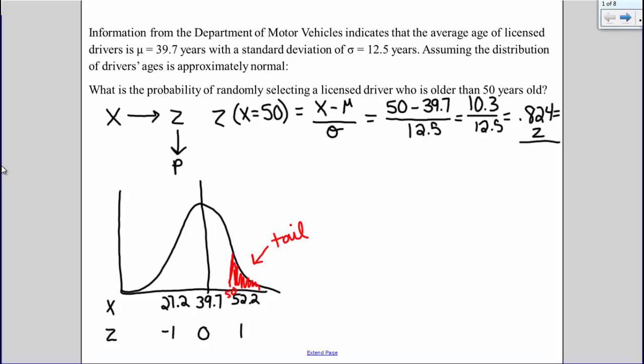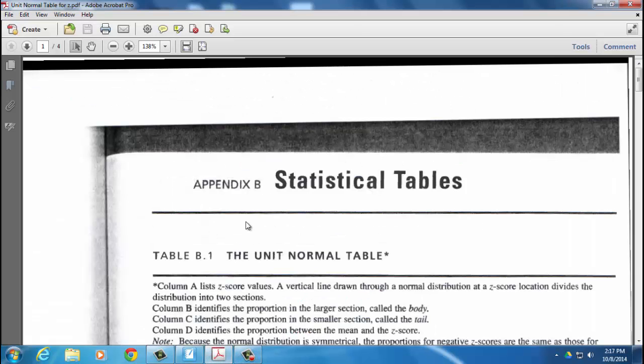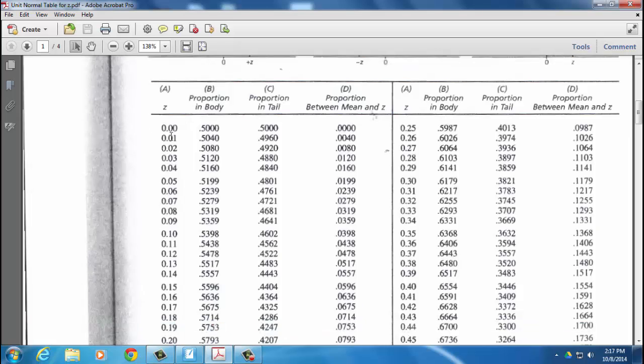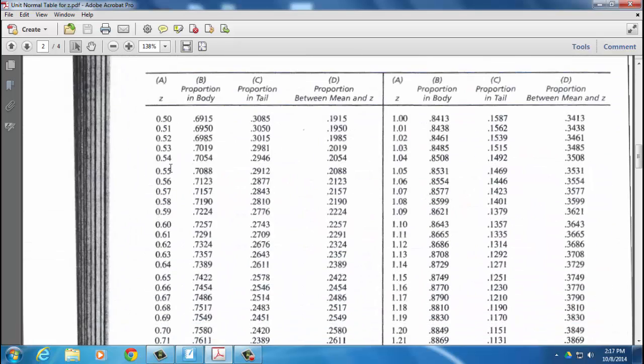So we're going to go to the unit normal table. We're going to find 0.82 in the table for z-score. Remember, it goes to the hundredths place, so we're just going to look for 0.82. We're going to round it to the hundredths place. So here's my table. Looking at the z column, right? Because that's what we're working with. That's what we know. We know that the z-score is 0.82.